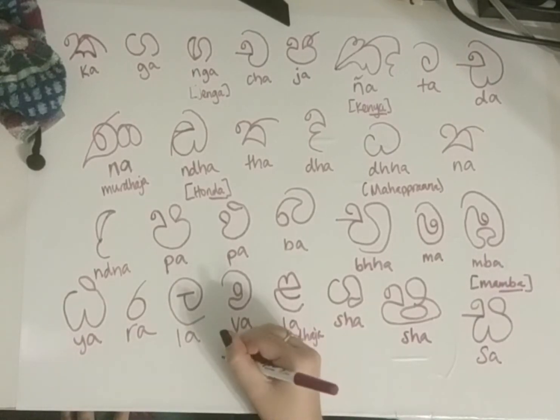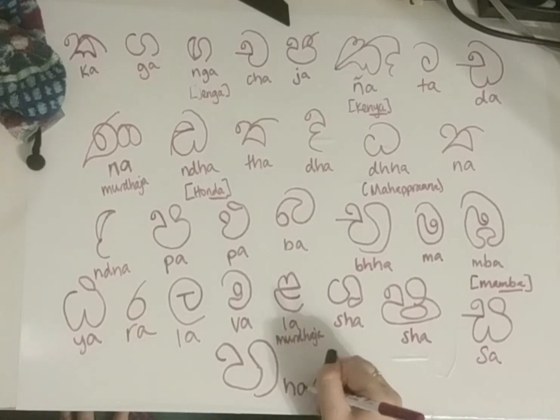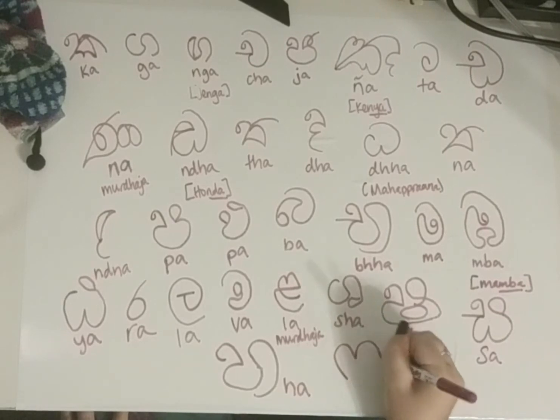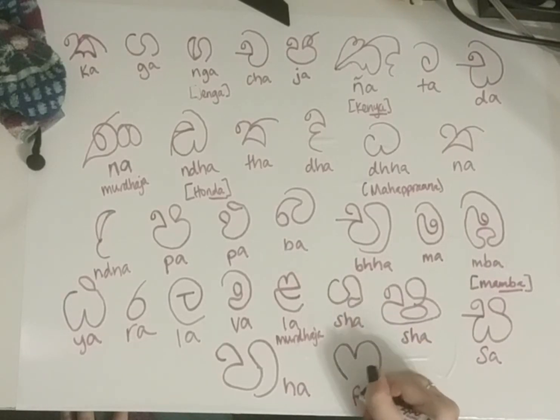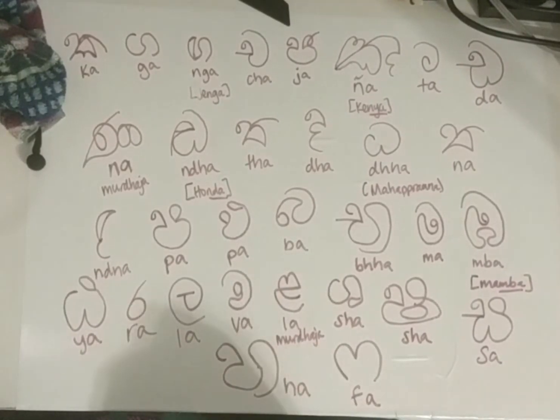Two more letters. We have, oops, keeps going. This is ha. Simple ha sound. And the most recent addition to the language, looks like a really bad heart, is fa. Alright. So those are all the letters I've chosen to show you. Like I said, I left out maybe a good 10 or so letters, just because they are very rarely used, if used at all.